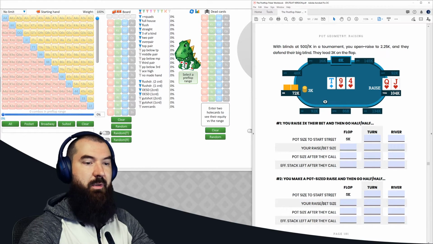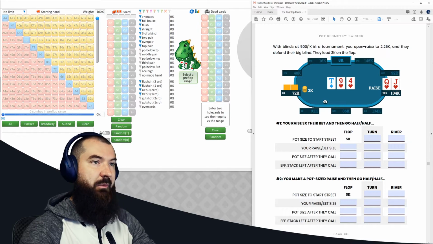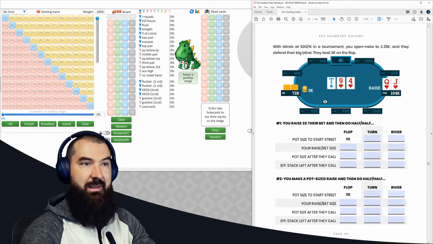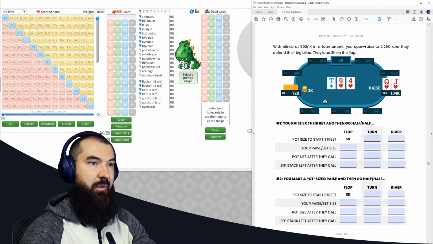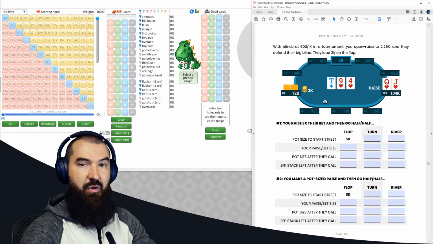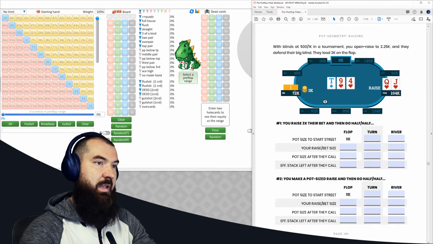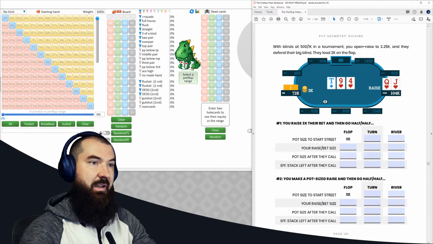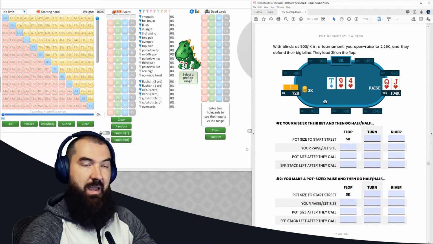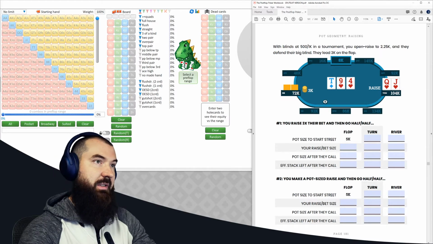Alright, so starting with the prompt up above on page 181, with the blinds of 500/1k in a tournament, you open raise to 2.25k pre-flop, they defend their big blind, and they lead 3k on the flop. So here's the exact situation, and just for the record, the pot size right here is after their 3k bet, right? They led 3k into a 5k pot, and their 3k has been taken out of their starting stack, so their starting stack on the street would have actually been 75k. The 72 is after they put their 3k in the middle. And it says raise here, but you don't know what your raise size is, so that hasn't been taken out of your starting stack yet.